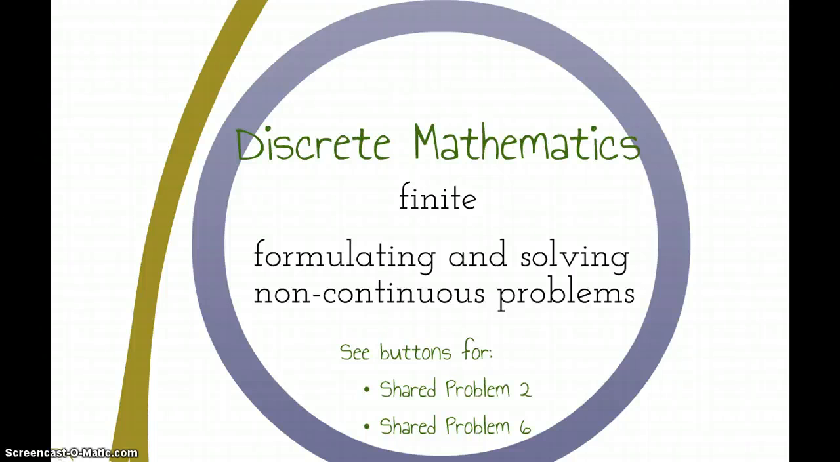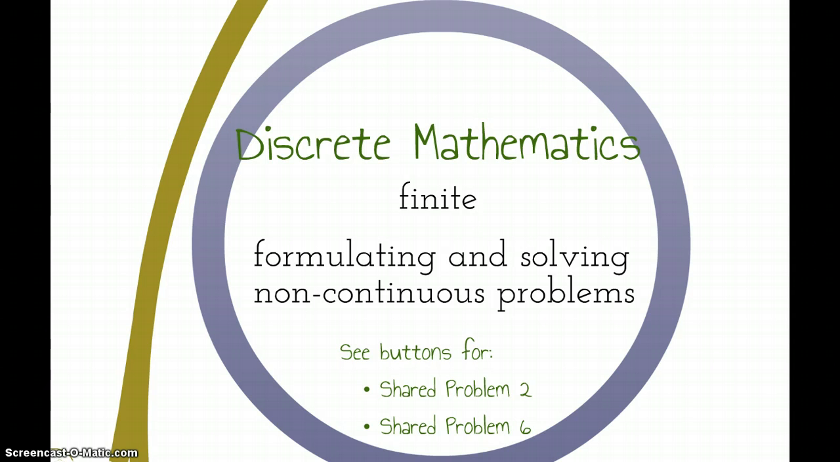Shared problem number 2 is a problem regarding elimination. So three boys like different colors, and we're trying to eliminate each boy to figure out which color the last boy likes. To me, this is a good example of discrete mathematics because it's non-continuous. It eliminates as you go, so there's going to be one solution left in the end.